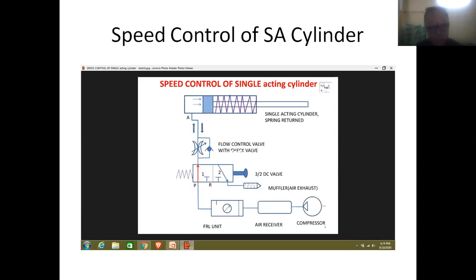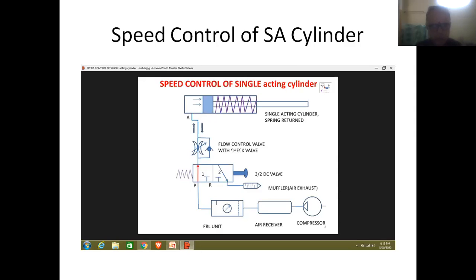The push button is used for moving the valve element, that is the plunger, in reverse direction. When the plunger moves in reverse direction, the valve will come to the first position. And if the push button is released, by virtue of spring action the plunger will move in forward direction, and therefore the valve will come to the second position.